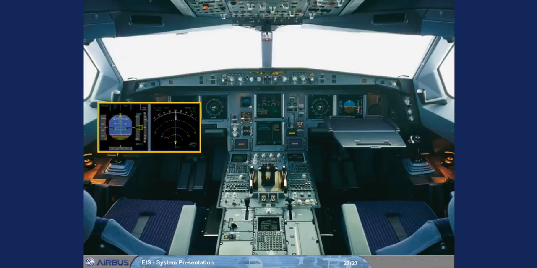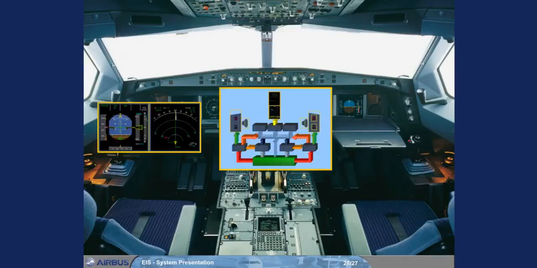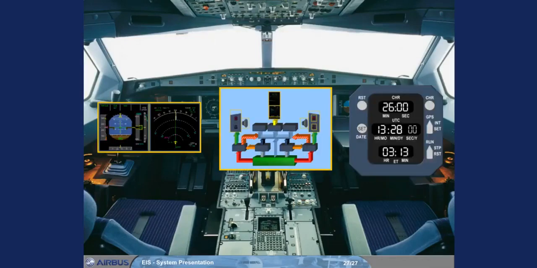In this module, we have introduced you to the Electronic Instrument System, with its two subsections, EFIS and ECAM, and the clock. In the next modules, we will concentrate mainly on the ECAM system, and then later in the course return to look at the EFIS displays in greater detail.